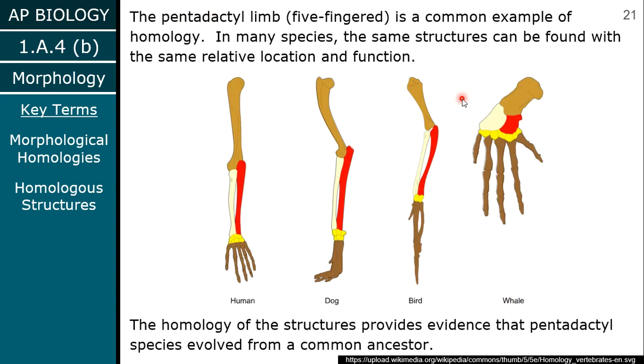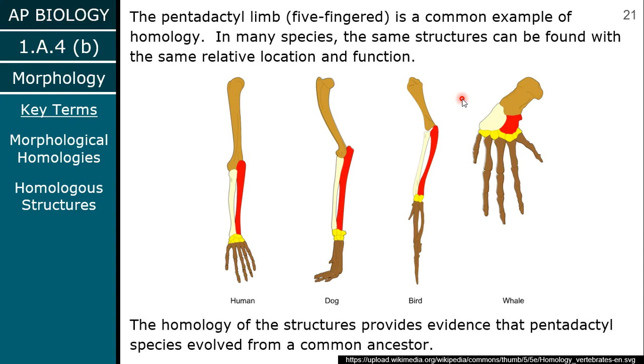All right. So this is a classic diagram that you're going to see. And this is basically the pentadactyl limb or five-fingered limb. This is the quintessential homology example. So homology is just a homologous structure, basically. Okay. And so we see the same structures in the same relative location across a ton of different taxa, a ton of different groups of organisms.